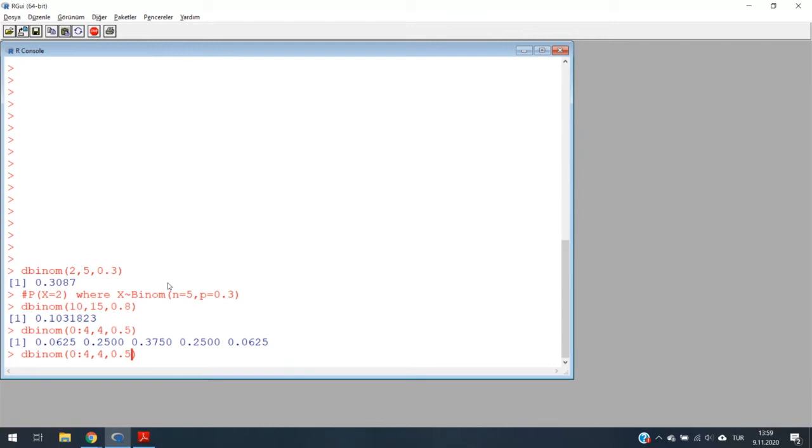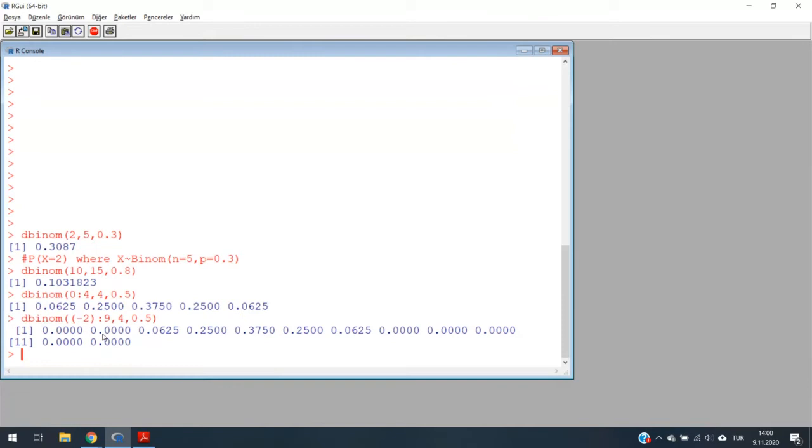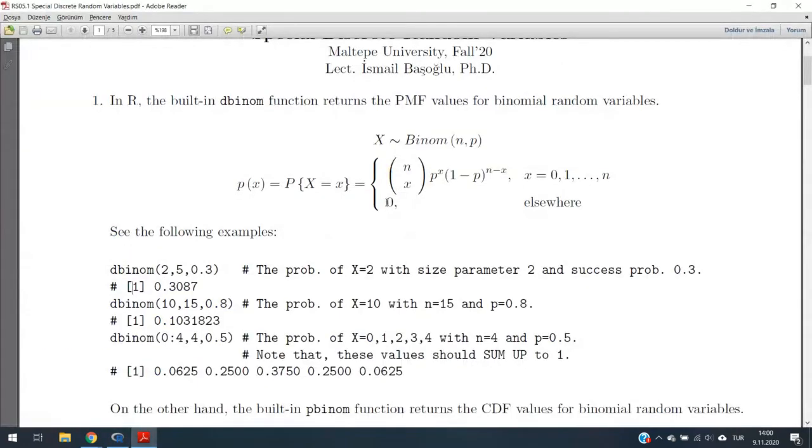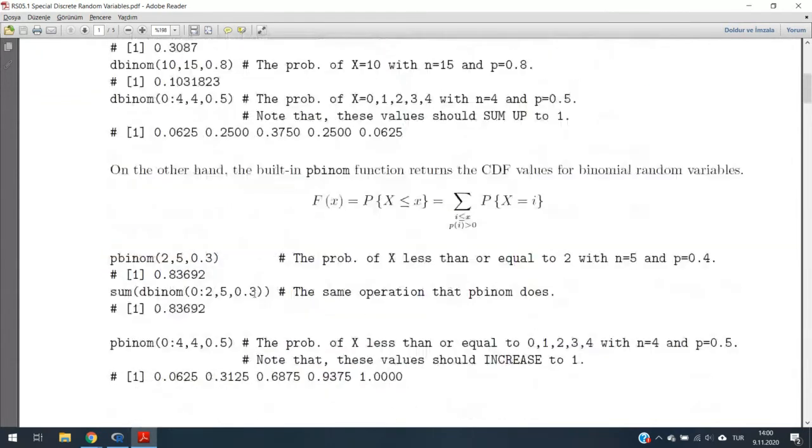Now, if you start this integer vector from -2, and if you end at, let's just say 9, now you will see you would get the probability mass values for -2 and -1 as 0. And also you would get the probability mass values for 5, 6, 7, 8, and 9 as 0, because the probability mass function is defined as 0 at these points, as you can see. Okay. So basically, we can calculate the probability mass values in a binomial distribution, all of them in a single command line, by this practical approach.